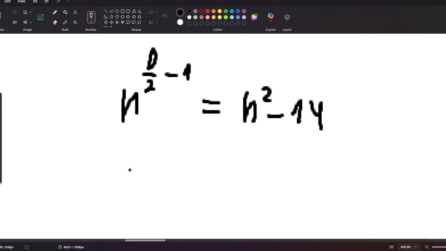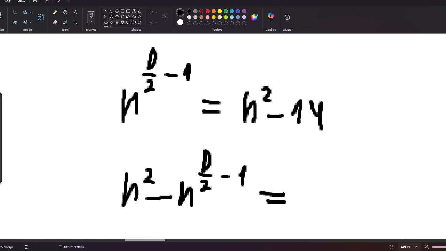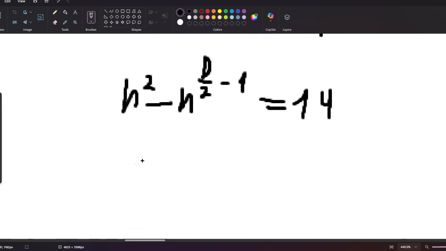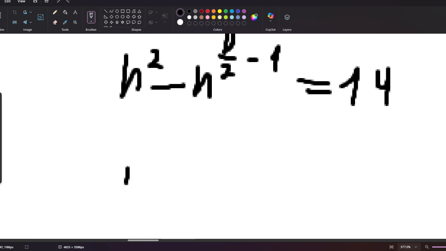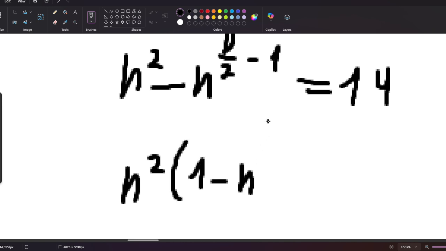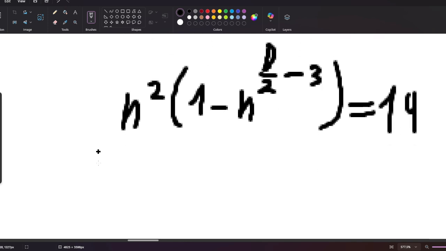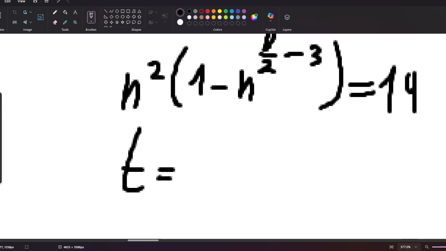Now let's transport all n's to one side and leave 14 at the other. N squared minus n to the power of d over 2 minus 1 equals 14. Now let's bring out n squared here. You'll have n squared times 1 minus n to the power of d over 2 minus 3 equals 14. Let's do another substitution. Let's say that t is equal to d over 2 minus 3.